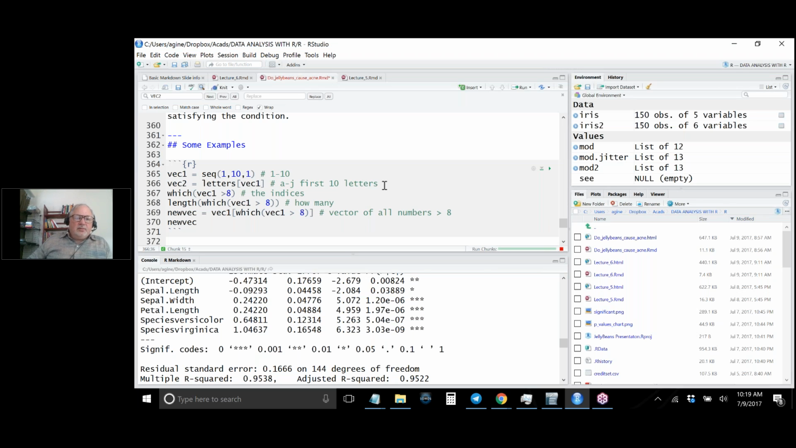So if I write which vec1 greater than 8, that'll give me the indices in vec1 of the numbers that are greater than 8. That's 9 and 10. If I look at the length of which vec1 greater than 8, it'll tell me how many. And if I create a new vector with just these, it'll give me all the numbers greater than 8. So let's just see this in action.